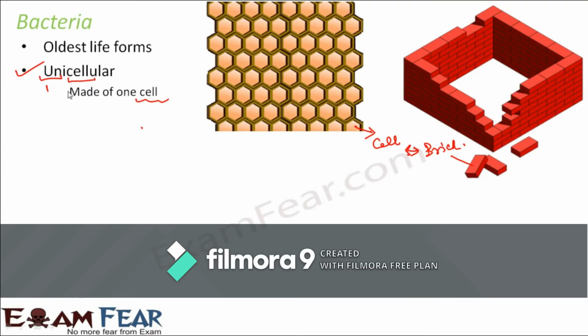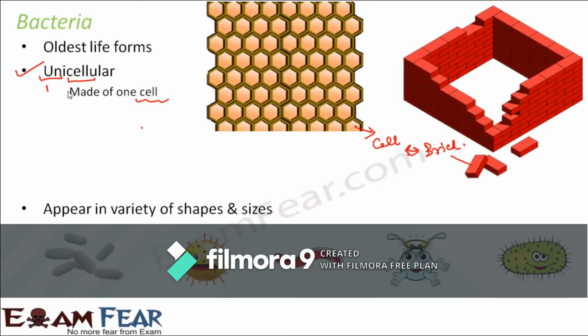Our body is made up of multiple cells. Bacteria, however, were unicellular. They appear in a variety of shapes and sizes. If you look at the shapes of bacteria, some of them are spherical, some of them are cylindrical, as you can see here, and some of them were elongated. So a huge variety of shapes and sizes are available in bacteria. Looking at their shape or size, you cannot tell if that organism is a bacteria.